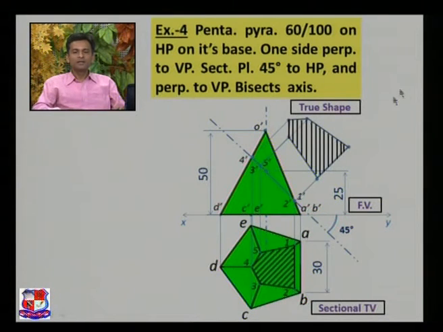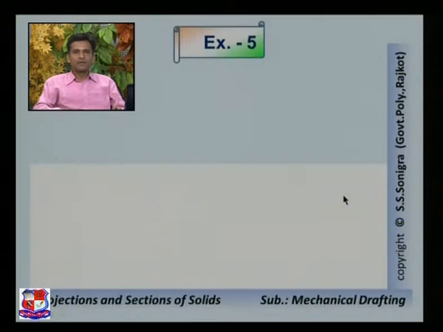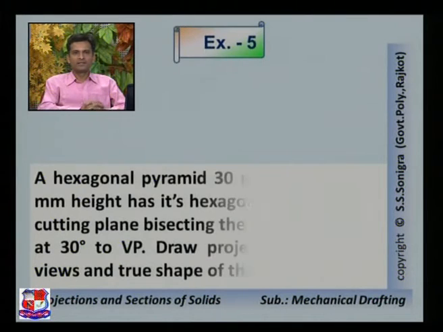3 views: front view, sectional top view, and this is the true shape of this pentagonal pyramid, which is cut at an angle of 45 degrees with the XY line. You do the correction over here. This is 60 millimeter, not 30 millimeter, and here this is 100 millimeter, not 50. But here the scale is reduced 1:2, so here 100, here 60, and here 50 should be written. Now example number 5. The data is given like this.